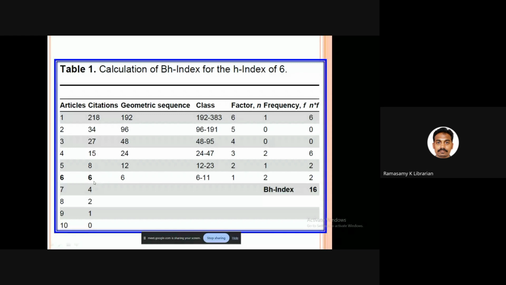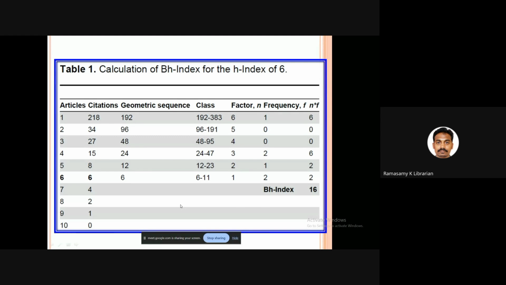Now, after calculating his H index, I am going to double his H index to get the geometrical sequence. 6, 6 into 2, 12, 12 into 2, 24, 24 into 2, 48, 48 into 2, 96, 96 into 2, 192. Based on the H index, you double it every time. You keep on multiplying the numbers by 2, you get the geometric sequence. After getting the geometric sequence, you form the class frequency. See, 6 to 11, first class, and 12 to 23, next class, 24 to 47, third class. This way, you form the frequency.